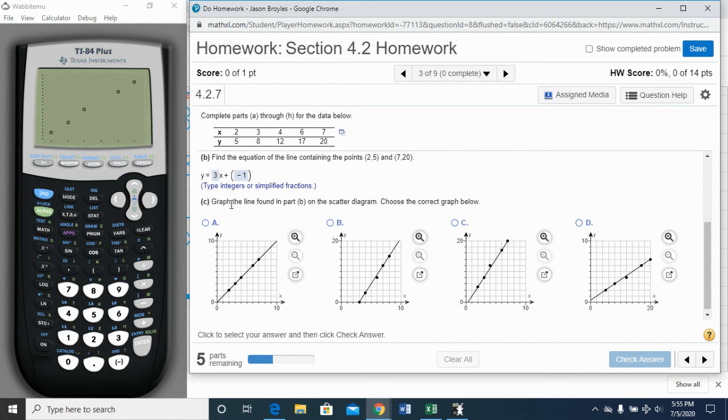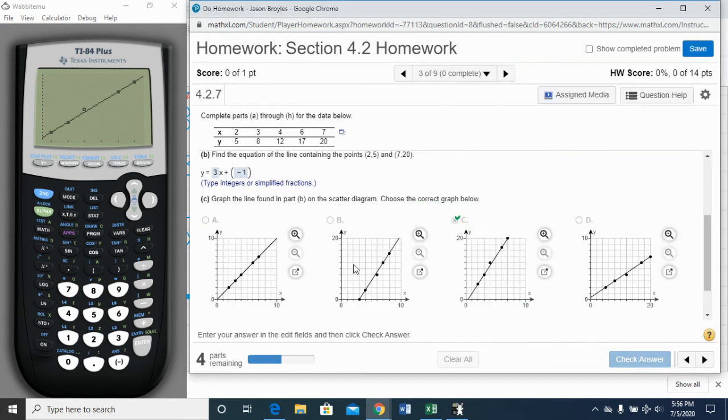Great. So second part, part C: graph the line found in part B on the scatter diagram. We did this in the previous video. So hit y equals, you can graph that line, 3x, let me clear that off. So 3 and an x and a minus 1. And then hit zoom and the number 9, and it should show us that graph. So again, it's a little tricky to pick. I think it's still this choice C. We'll check that one, and we're good.